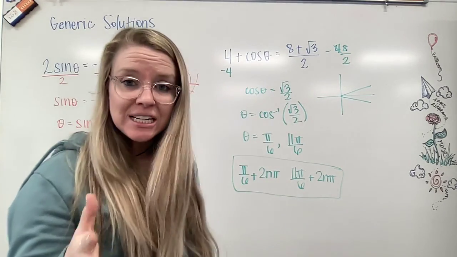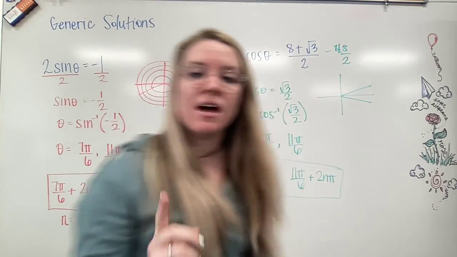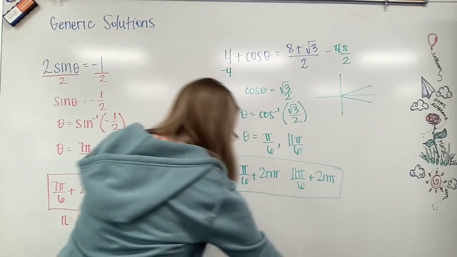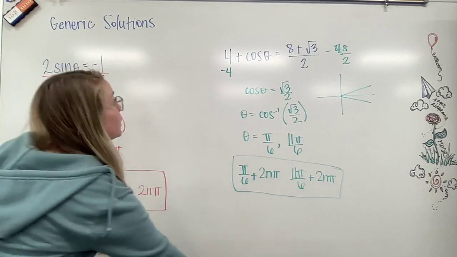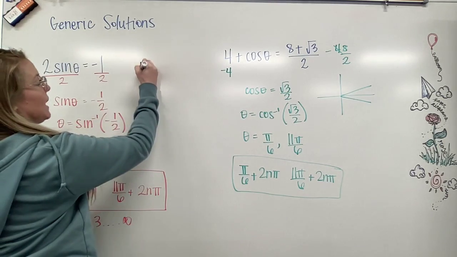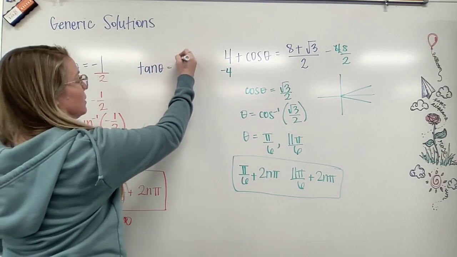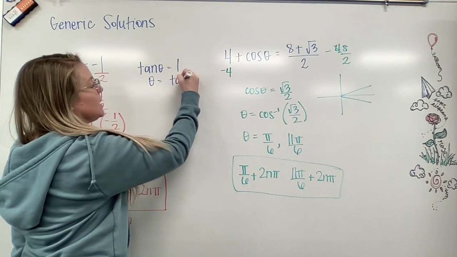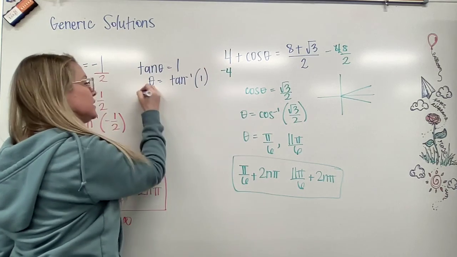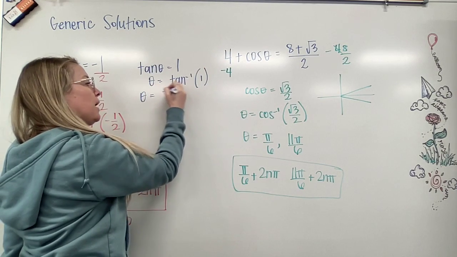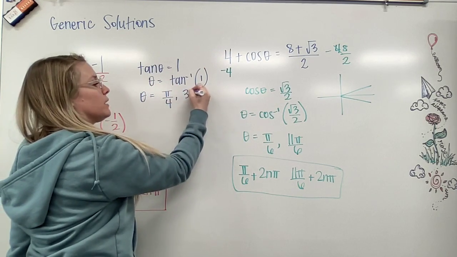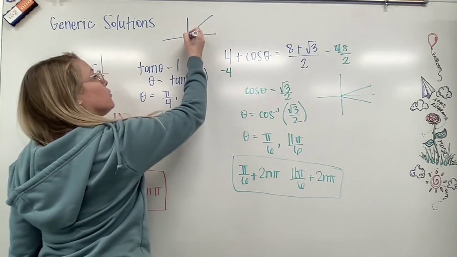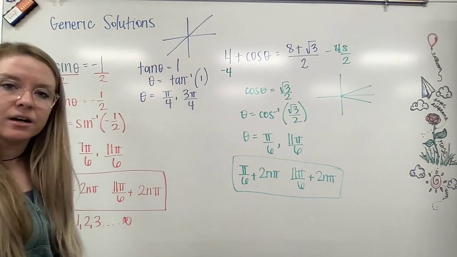Okay, tangent is a little bit different just because of its position on the unit circle. So we're going to just take a quick look at this one so we make sure we understand what's going on here. So let's say we have the tangent of theta equals 1. Okay, so theta equals tangent inverse of 1. So theta equals pi over 4 and 5 pi over 4. So if we look at our unit circle, pi over 4 is here and 5 pi over 4 is here.